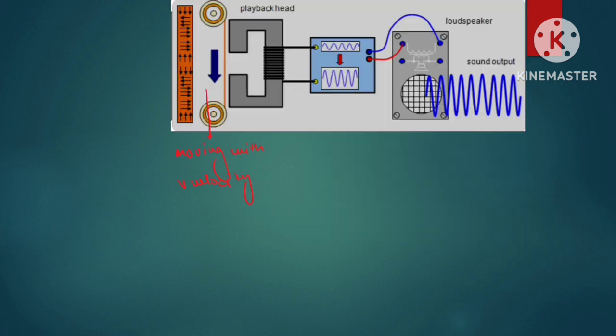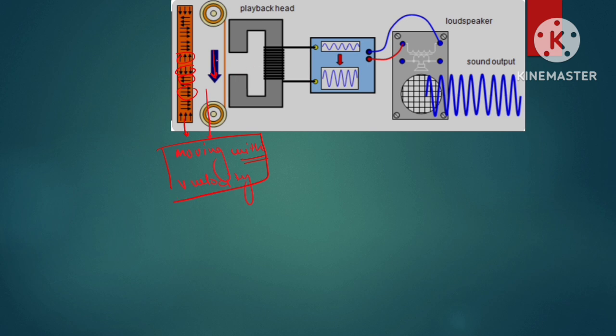Now let's talk about playback. How does playback work? This is our recorded magnetic strip, in which all the magnetic particles are aligned in specific ways. Now this magnetic strip will move with the same velocity as during the recording, so the velocity while playing back will be the same as the recorded one.